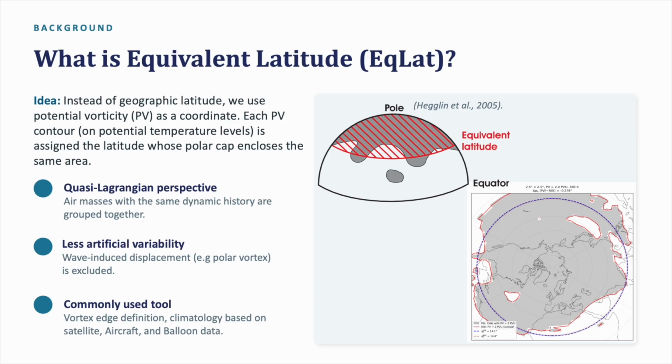So what is equivalent latitude? It is a quasi-Lagrangian perspective of the atmosphere where we follow air masses with the same dynamic history. Instead of using geographic latitude, we use potential vorticity as a coordinate. On isentropic surfaces, the area of each PV contour is centered on the pole and its latitude is determined. The benefit is less artificial variability, and it is a common tool in stratospheric research.